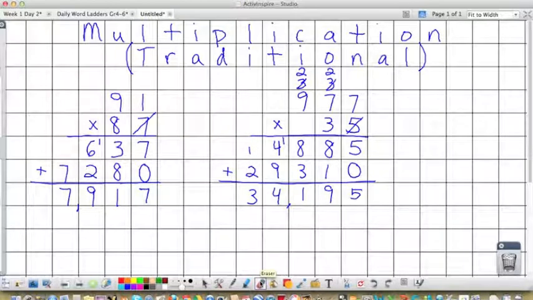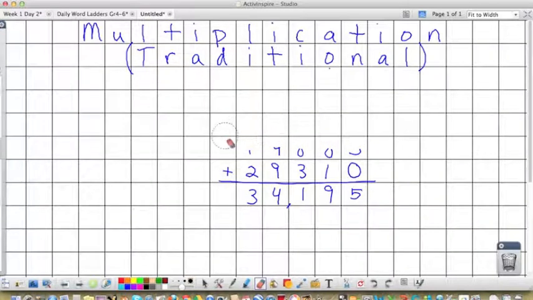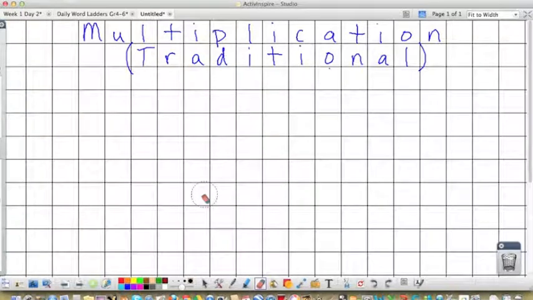So those are two examples. Now I'm going to do another one of these, just to give a little bit more information about it. And we're going to use one of the same numbers again, 977 times 35.